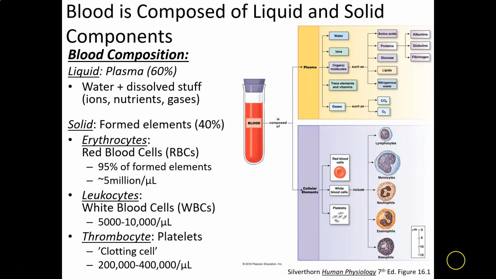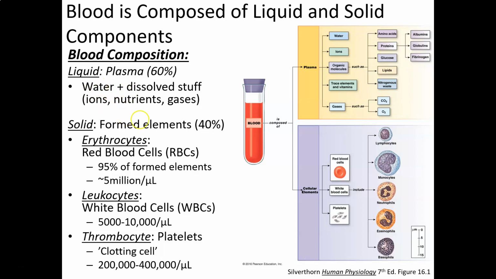Just a quick review of blood components. The blood composition is made up of basically a liquid portion and a solid portion. The liquid portion of blood is called plasma. It makes up 55-60% of the blood. It primarily is water and dissolved stuff. That dissolved stuff would be ions, nutrients, gases, so sodium, potassium, calcium, chloride, glucose, fatty acids, things like that, as well as gases like oxygen, nitrogen, CO2.